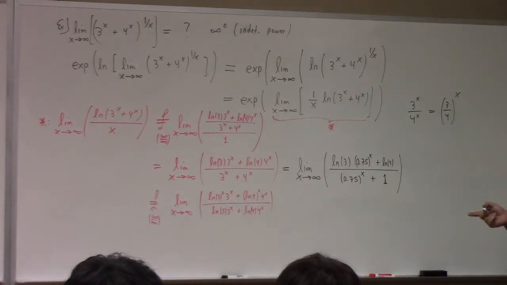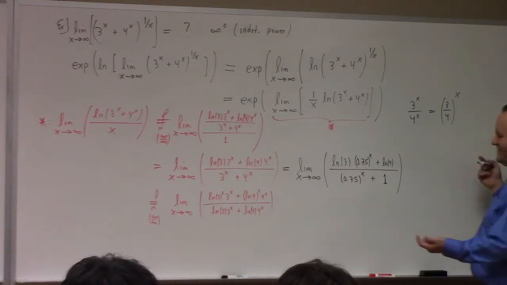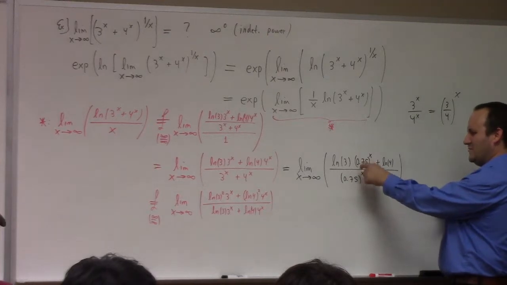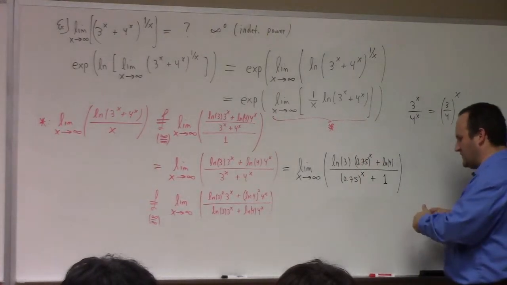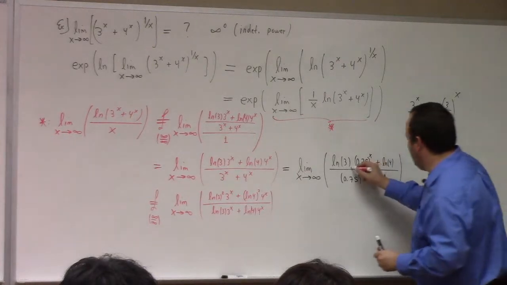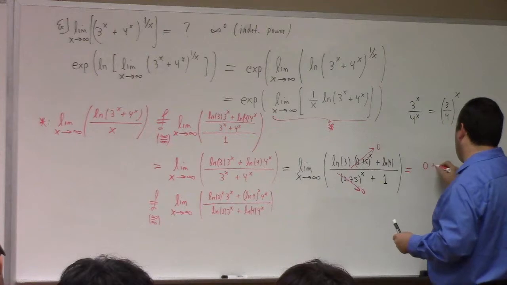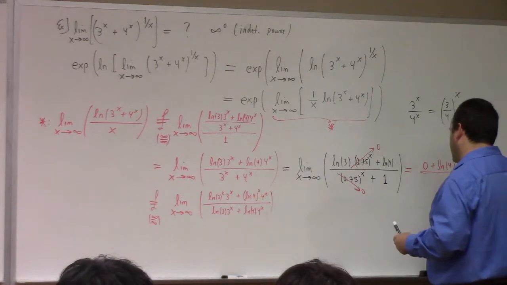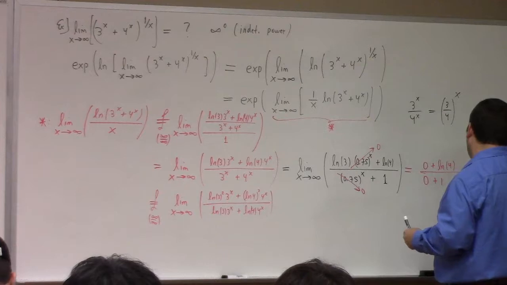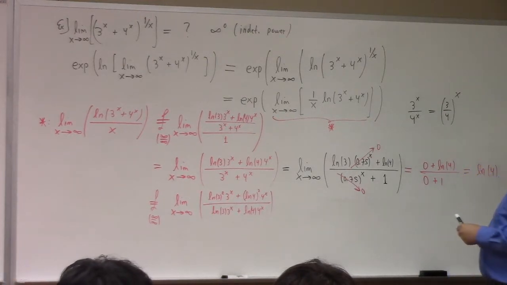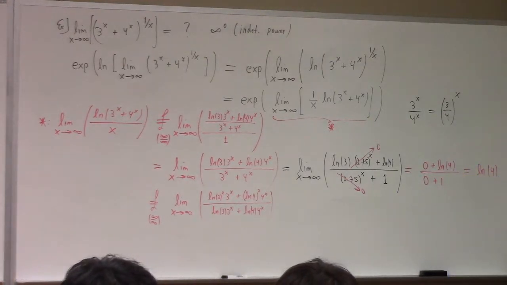Anyway, 0.75 to the x does what? This is one of those things that I should have proved for you in section 11.4, but was too lazy to bother. Anyway, just common sense: this is a number of magnitude less than 1. What happens to this as x goes to infinity? This piece goes to 0. This piece goes to 0. And that's good news because we're left with 0 plus the natural log of 4 divided by 0 plus 1, aka log 4.